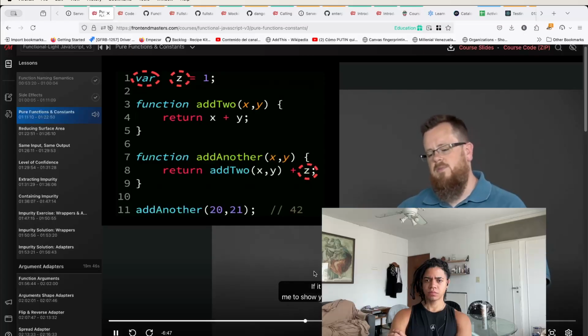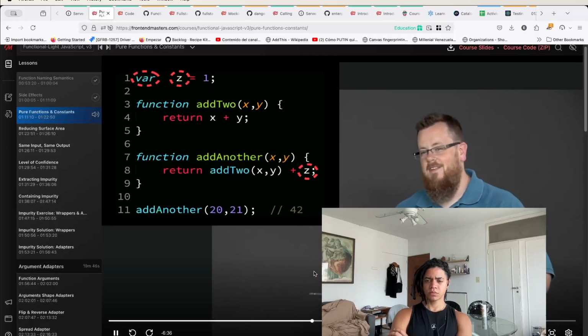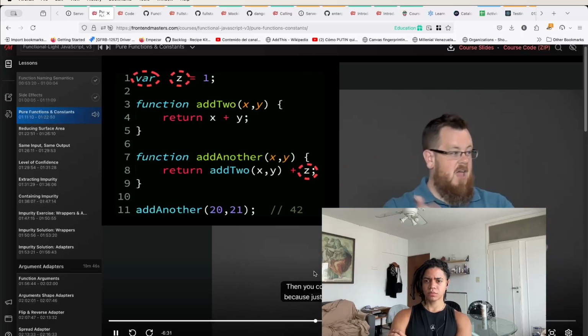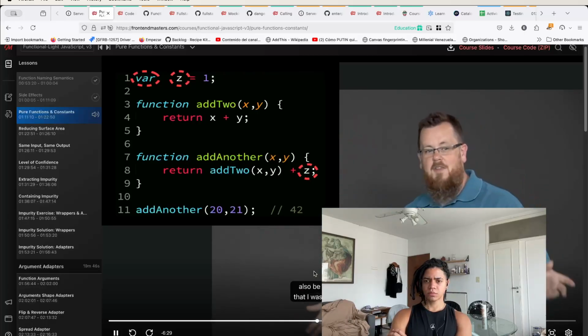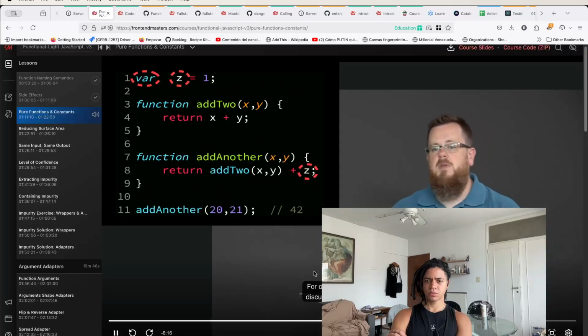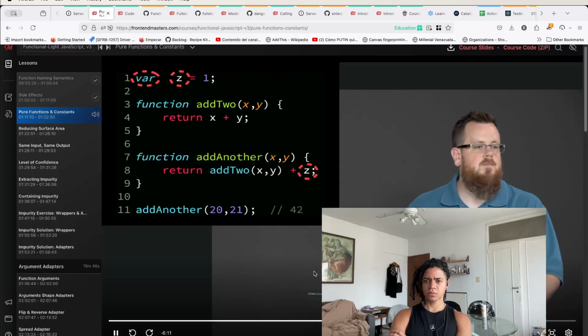If it were possible for me to show you a code snippet that only had part of the program, and I were to ask you questions about it, and I was only showing you part of the program, then you could say virtually anything. Because just about anything else could also be true in that other part that I was hiding, right? So it's, in a sense, not useful to discuss a program unless we're discussing it in its entirety. For the purposes of our discussion in this course, we need to assume that we see the entire program.